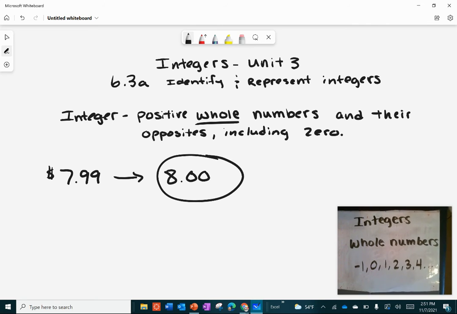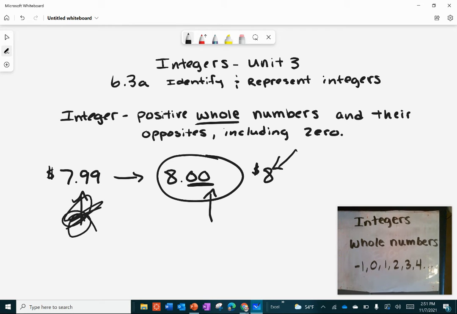This is a whole number. Even though it has a decimal, it's a whole number. It's 8 whole dollars, $8. So the nearest whole number, this is an integer. This is an integer. This is not an integer. It is not a whole number.